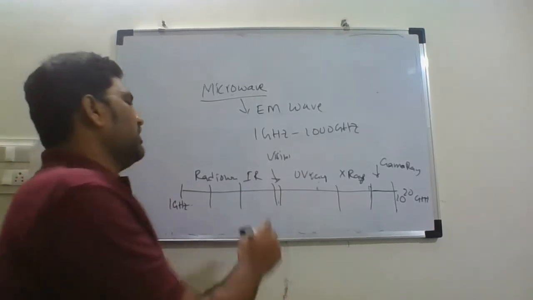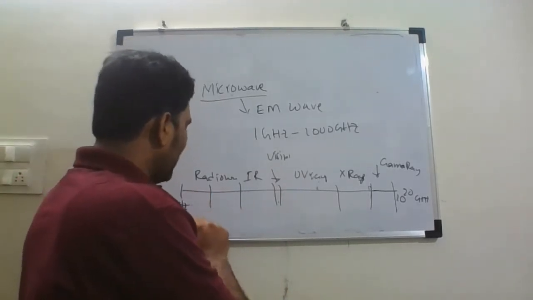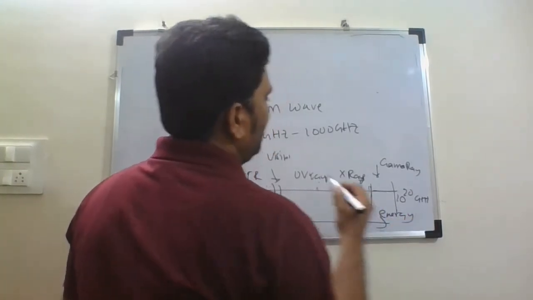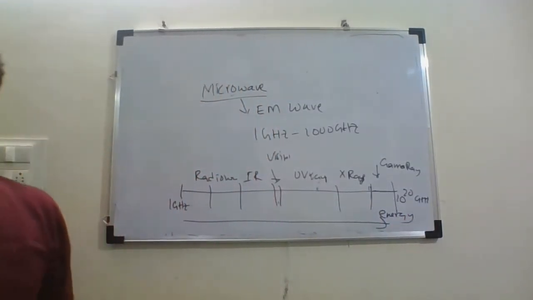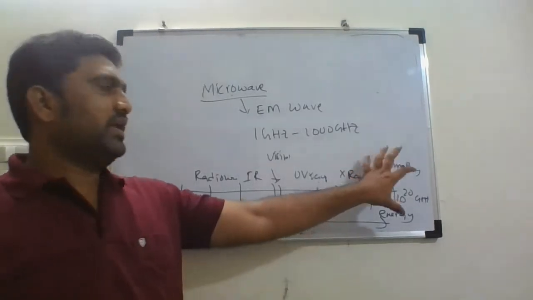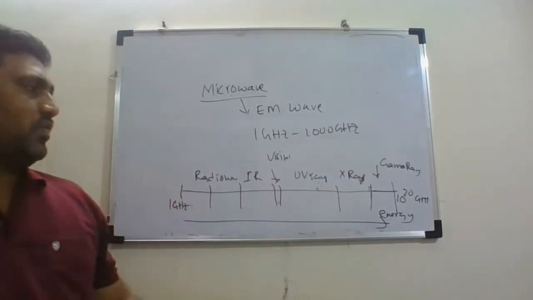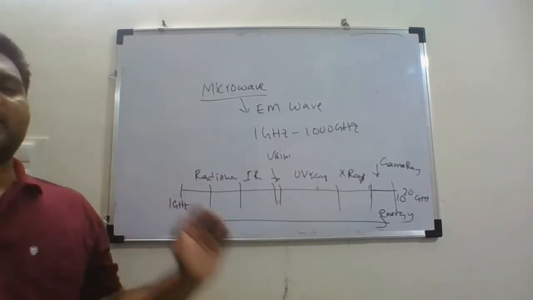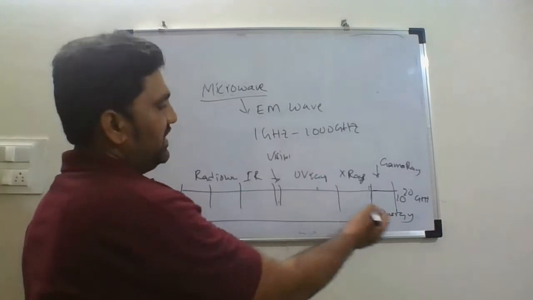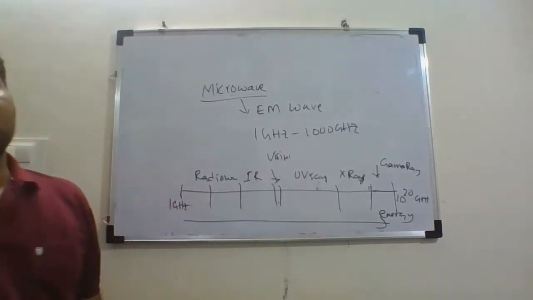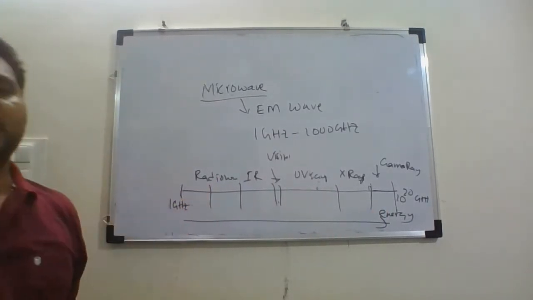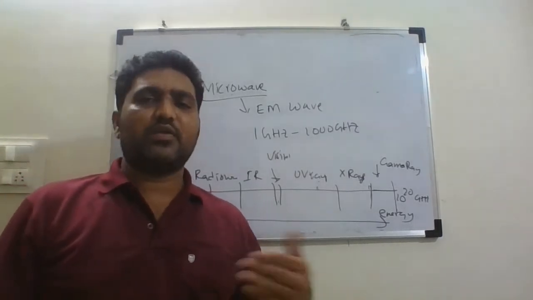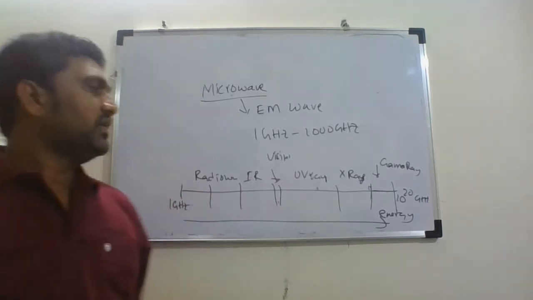Not only this, as the frequency of the signal increases, the energy of the signal also increases. So gamma rays have the highest energy, then X-rays, UV rays, and as we go on to this side, the frequency decreases. These signals will have lesser energy, and hence the distance they can travel is also less.